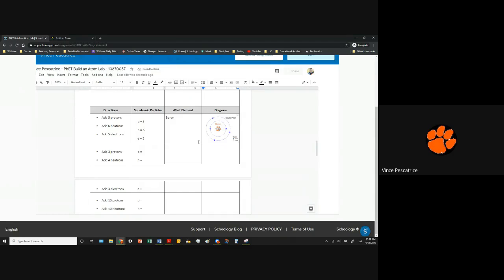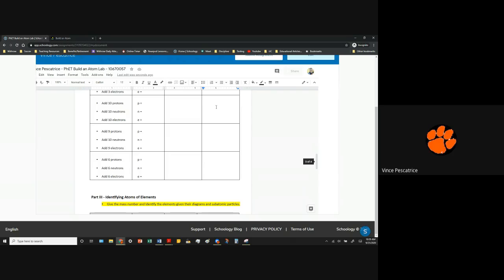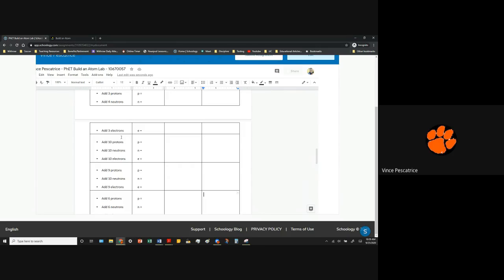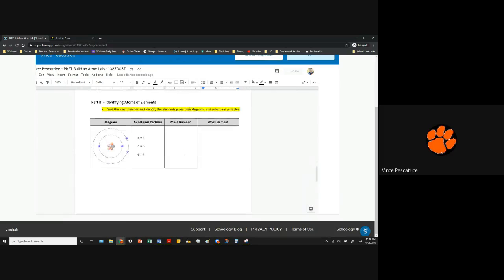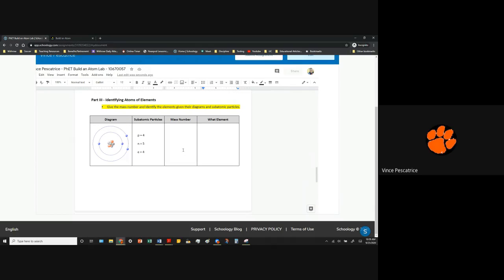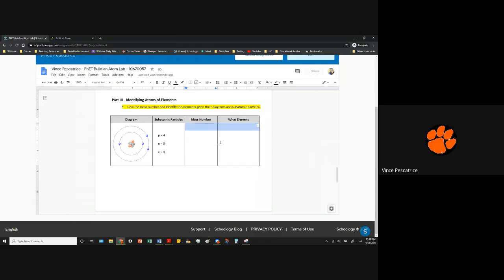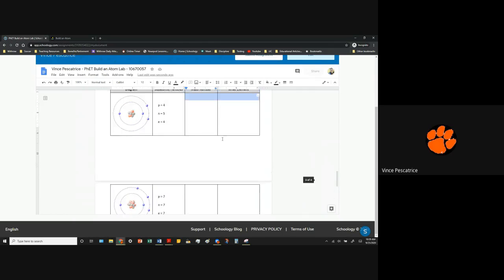So those are the two ways of doing these screenshots and submitting them, all right? Because you're just going to paste them here, there, there, and there. And you're going to follow the instructions that it says over here. For part three, you just, again, follow the instructions and then fill in the boxes here. And that should be it.